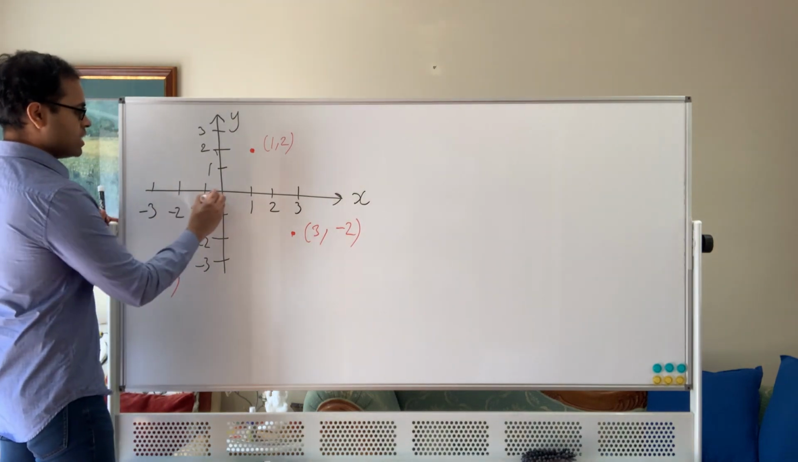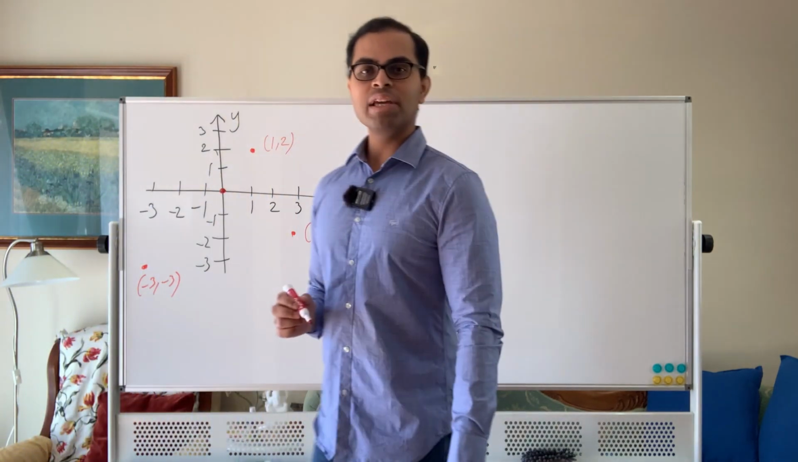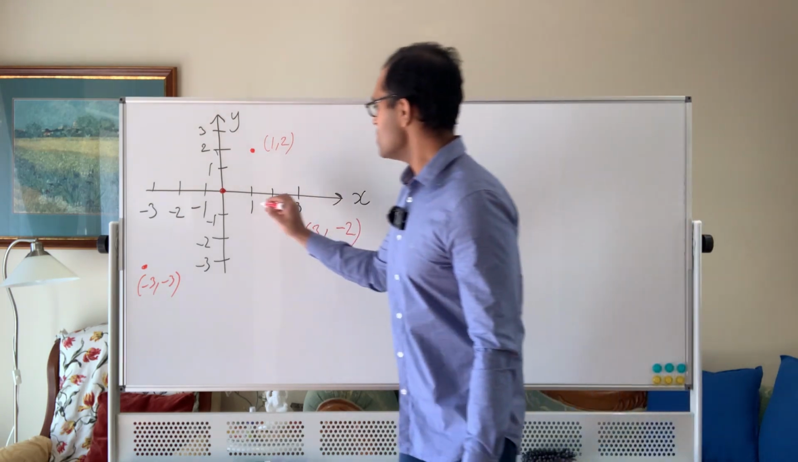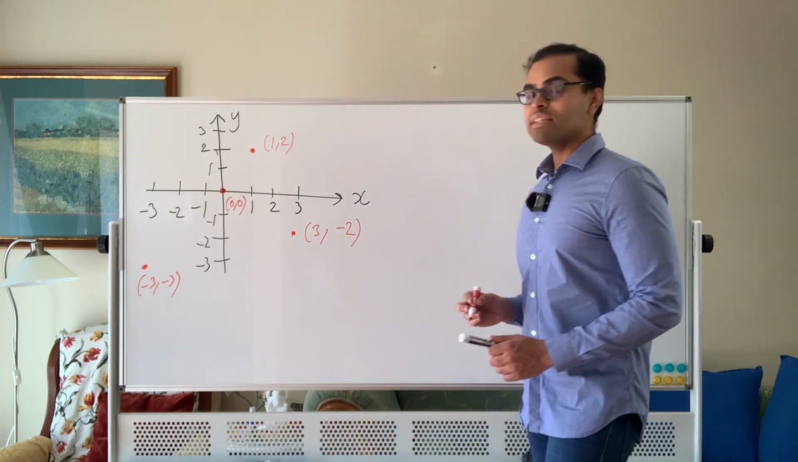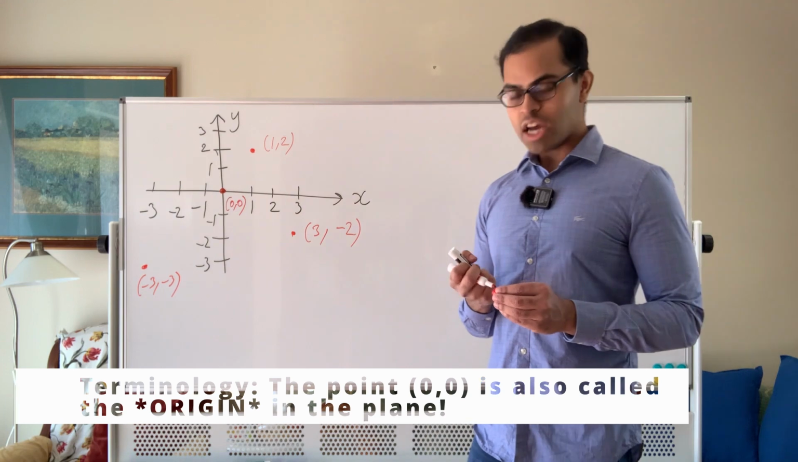So let's do one last example, and this is going to be one of the most important examples: what is that dot in the middle? Here, basically, x is 0, y is 0. So we just say this is the point (0, 0). These are examples of Cartesian coordinates in the plane. So that was a quick introduction to that.